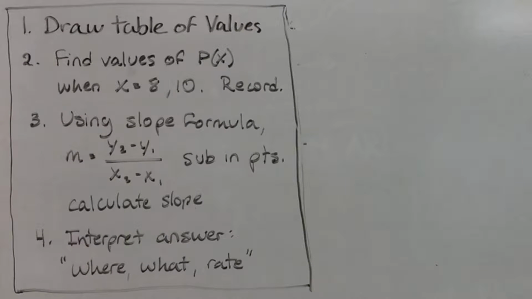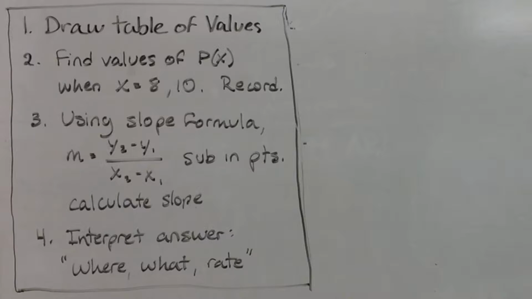Number 1. Draw a table of values. Label the first column x and the second column p at x. Number 2. Using your calculator, find the values of p at x equal to 8 and x equal to 10. Number 3. Using the slope formula, calculate the slope of the secant using the points that you just found.